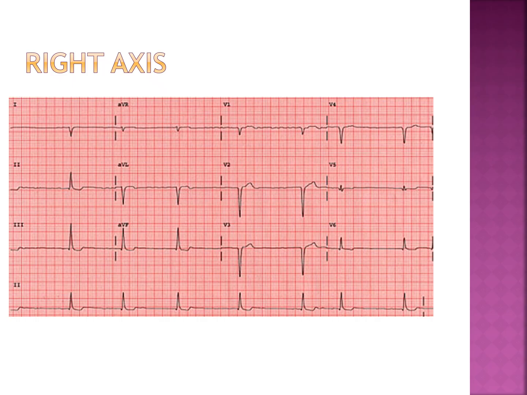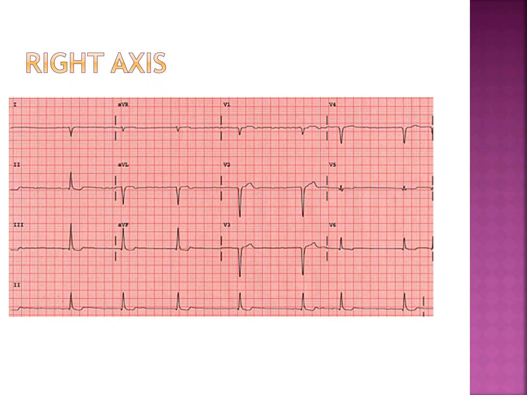All right, for right axis, let's look at AVR. AVR is going down. We're not going to worry about the fact that this looks like a junctional rhythm or anything like that. I'm just more concerned about the axis deviation at this moment in time.